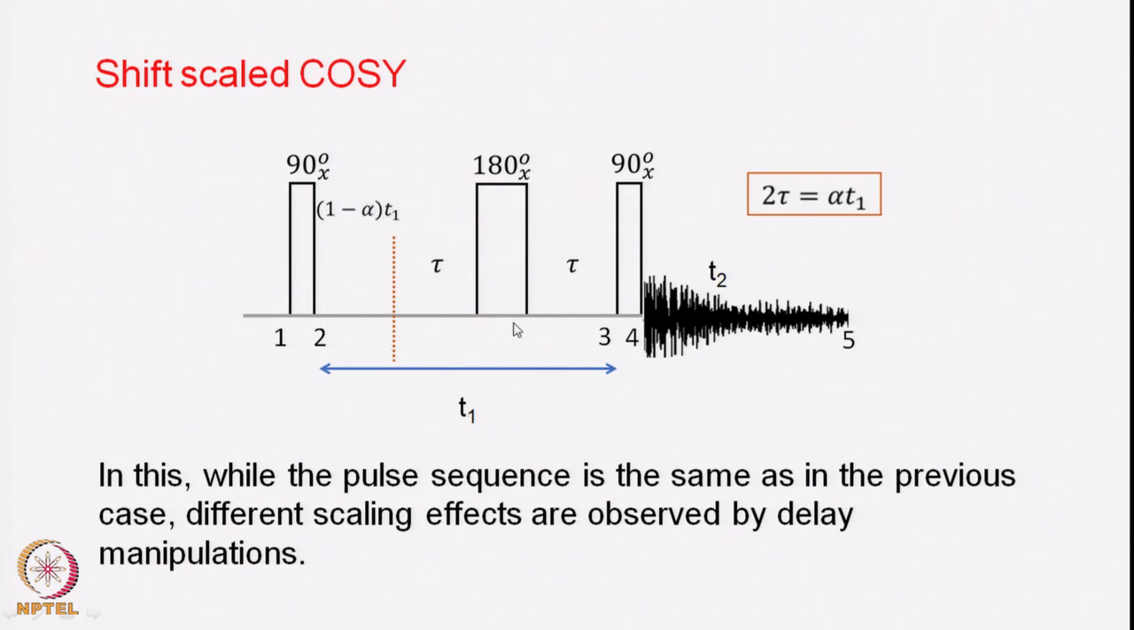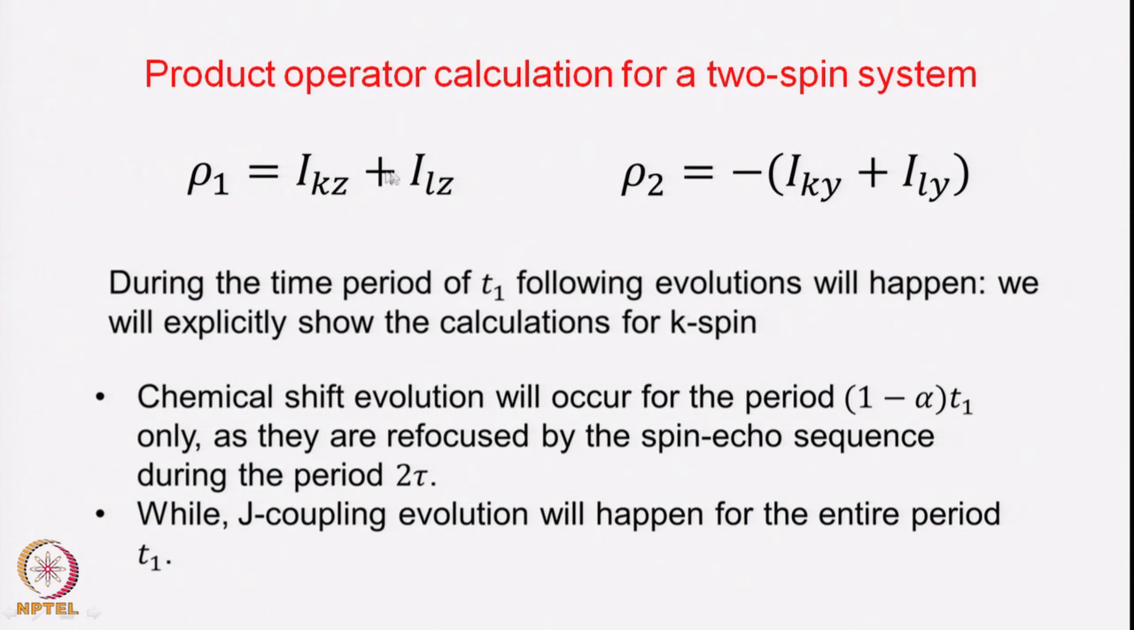Okay. So the pulse sequence is the same, we have just played around with the timing, how you adjust the timings of the various pulses. Okay. Now this produces different scaling effects observed by delay manipulations. So what is the consequence here? We just do the same calculation once more. So during the time period T1, the following evolutions will happen. Again we show only for the K spin. The chemical shift evolution will occur for the period 1 minus alpha times T1 only as they are refocused by the spin echo sequence during the period 2 tau. While J coupling evolution will happen for the entire period T1.